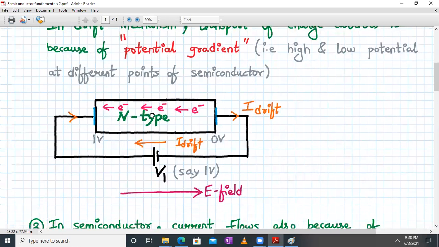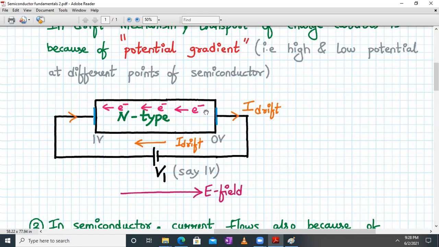Here we have taken an n-type silicon bar. So here n-type silicon material is used. We have applied an external voltage V1, say 1 volt. So it will have an electric field directed from left to right, in this direction. On the left-hand side of this n-type silicon bar we have 1 volt, and on the right-hand side we have 0 volt. So at every point of the semiconductor there is a variation in potential, and due to that, the current which is flowing inside this arrangement is the drift current.